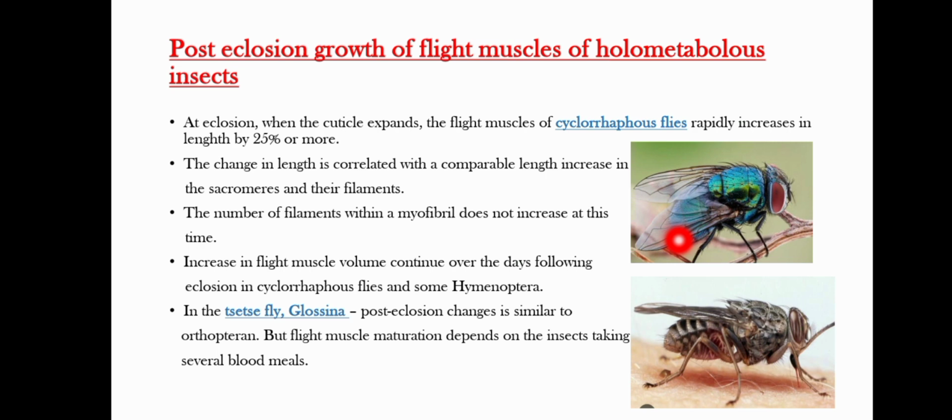In the Cyclorrhaphan flies, at the time of eclosion, flight muscle is found to be increased in length, and this occurs by the increase in the length of the sarcomeres and their filaments, and is not because of a change in the number of filaments. And this increase in the flight muscle volume is also found in Hymenoptera. In the case of the tsetse fly Glossina, post-eclosion changes are similar to the Orthoptera, but the flight muscle maturation depends upon the insects feeding on blood meals.